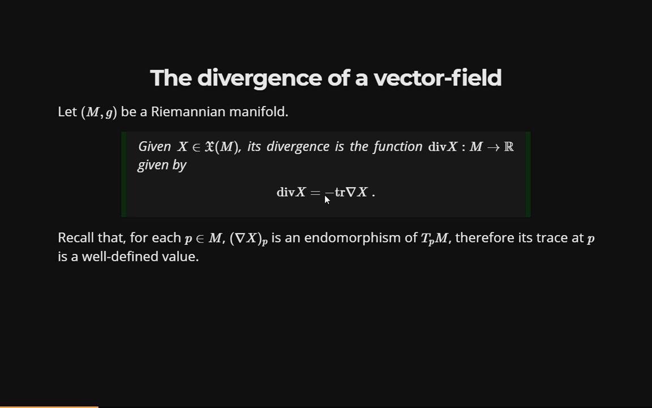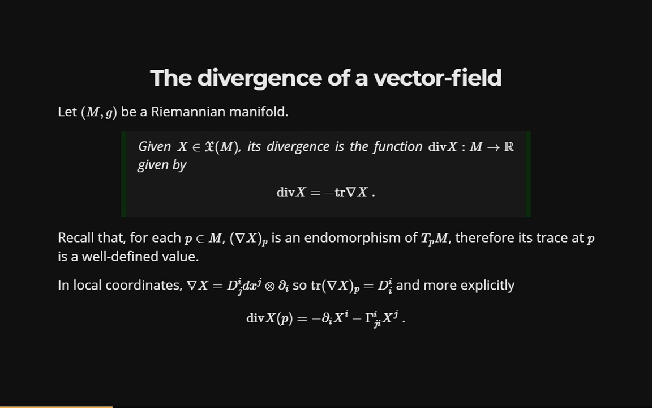Anyway, what does it mean to take the trace of the covariant derivative? The covariant derivative is an endomorphism of the tangent space. At each point, nabla X is a linear function from the tangent space to the tangent space. So for each vector, it gives you a vector, because for each direction, it gives you the variation of your vector field in that direction, which is another vector. The first order variation, which is another vector. So its trace at p is a well-defined value, because if we have an endomorphism of a linear space, its trace is well-defined.